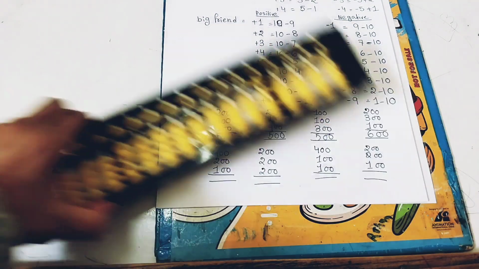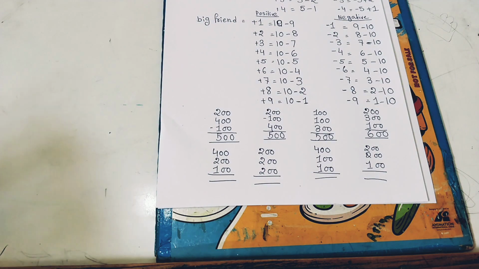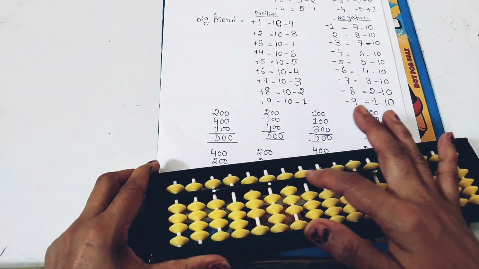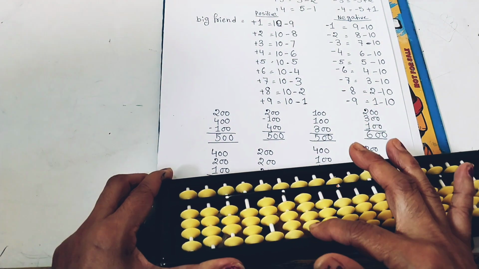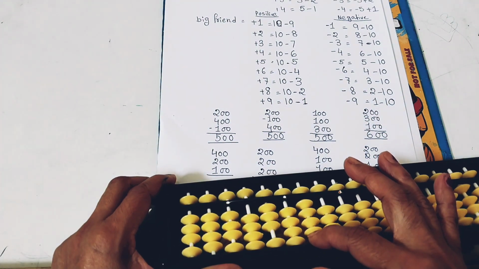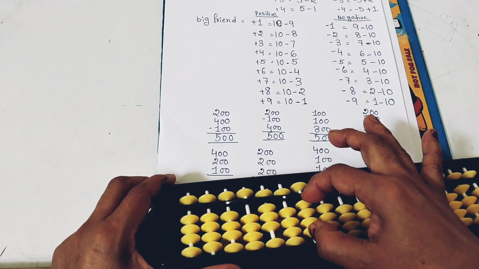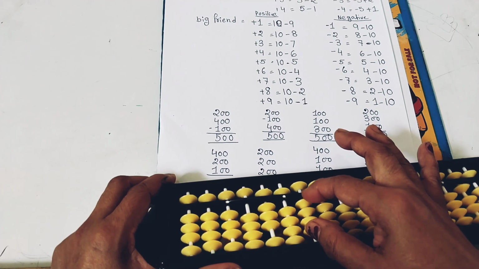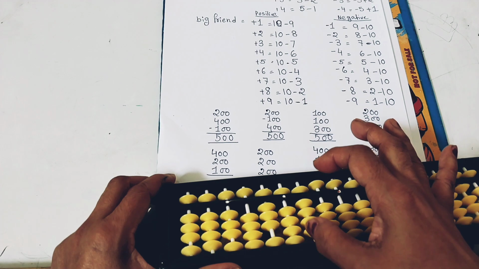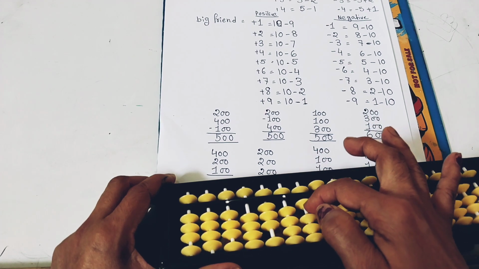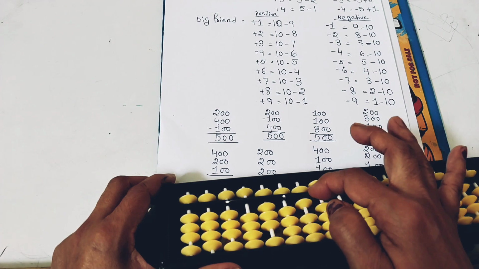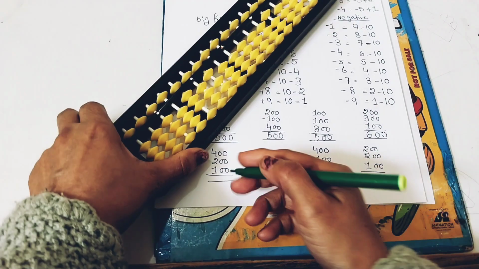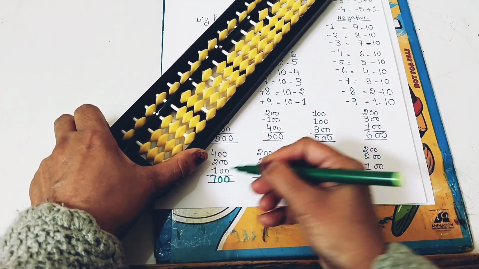Next is 400 plus 200 plus 100. 400 means 1, 2, 3, 4. This is the 400, right? And 200: plus 2 is plus 5 minus 3. This is the formula of 200. Then again 100, so 5, 6, 7. 700 is the answer, right?